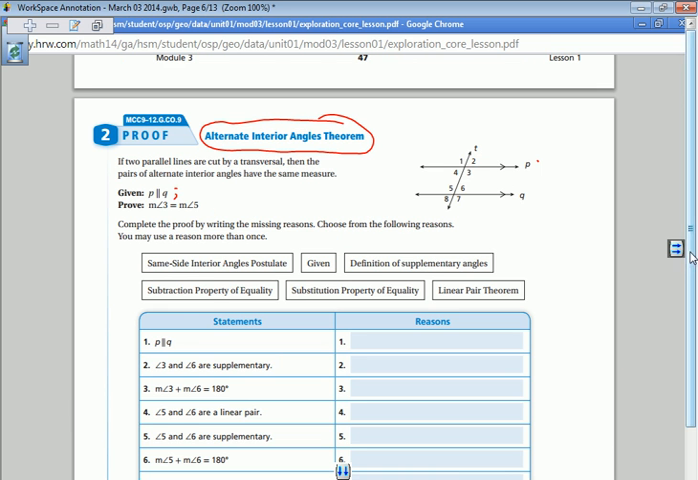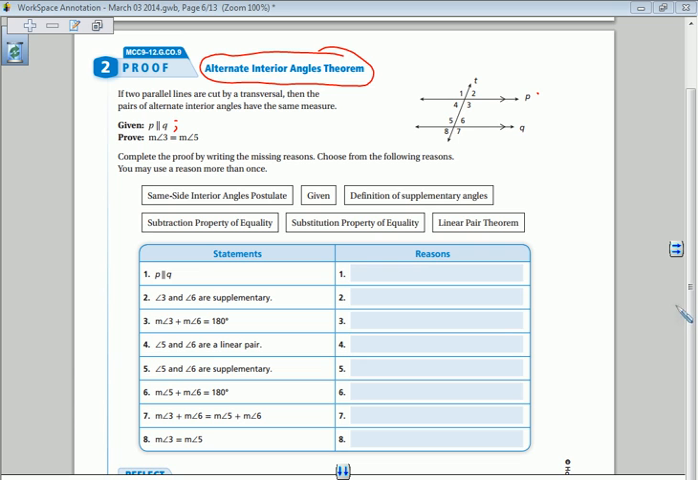Okay, let's flip over and look at the proof. So what are we trying to do? What is our goal here? If two parallel lines are cut by a transversal, then pairs of alternate interior angles have the same measure. So that's what we're justifying here. Are 3 and 5 alternate interior? Yes. And we're showing that they have the same measure. So this is our goal by this proof. And we're starting with the fact that P is parallel to Q, and that is given.